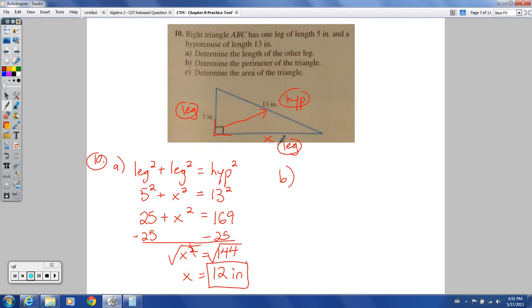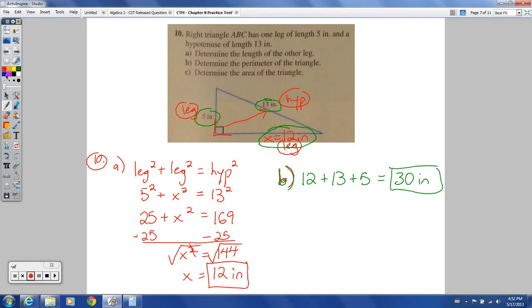So perimeter, now that I know that this is 12, I'll do this in green. Perimeter, I'm just going to take the lengths of the sides and add them together. So I'm just going to take 12 plus 13 plus 5. 12 plus 13, that's 25, plus 5, that's 30. So part B, your answer is 30 inches.